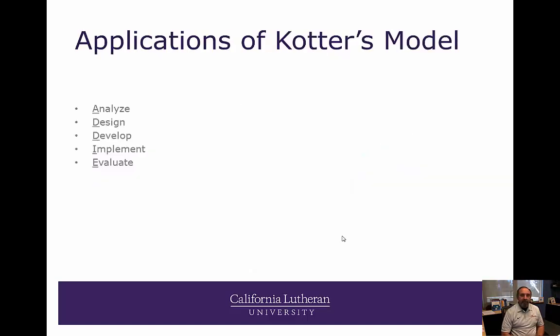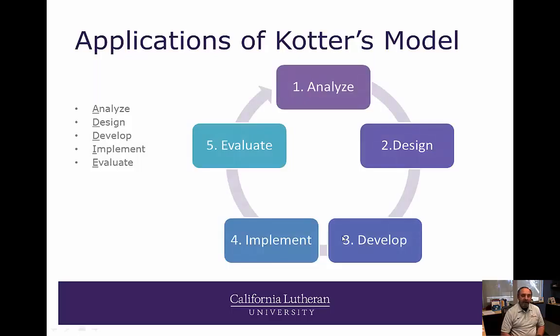So how do we apply the Kotter model? Well, I've set up a short acronym, if you will, a mnemonic, and it's called ADDIE, A-D-D-I-E. Stands for Analyze, Design, Develop, Implement, and Evaluate. And of course, you'll notice that it goes in a cycle, right? First thing to do is analyze, conduct a needs assessment of the change. What do we need for the change? What kind of things are going to be required?